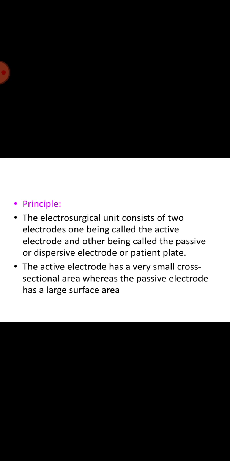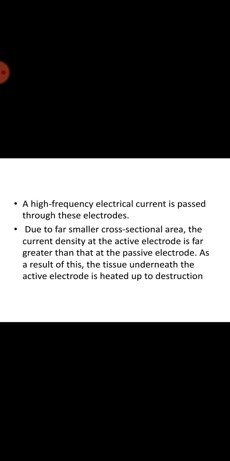The electrosurgical unit consists of two electrodes, one called the active electrode and the other called the passive or dispersive electrode, or patient plate. The active electrode has a very small cross-sectional area, whereas the passive electrode has a large surface area. A high frequency electrical current is passed through these electrodes. Due to the far smaller cross-sectional area, the current density at the active electrode is far greater than at the passive electrode. As a result, the tissue underneath the active electrode is heated up and destroyed.